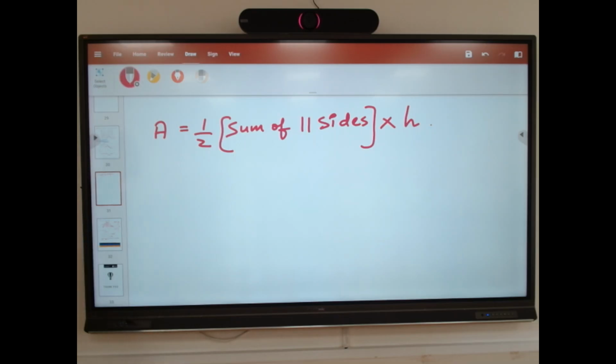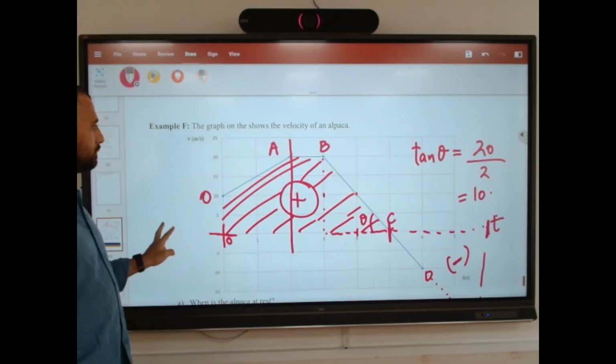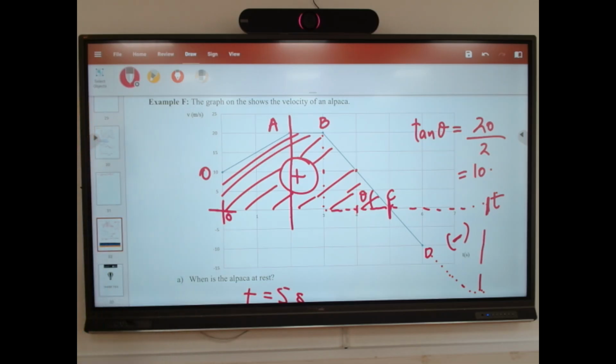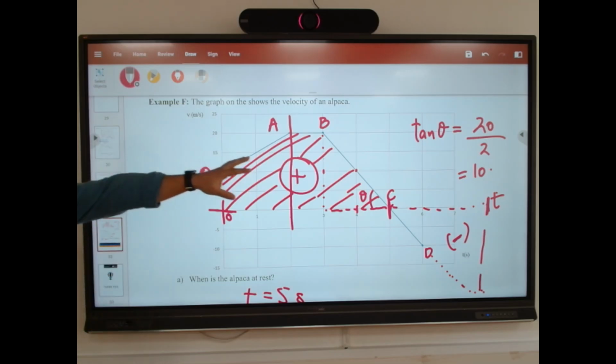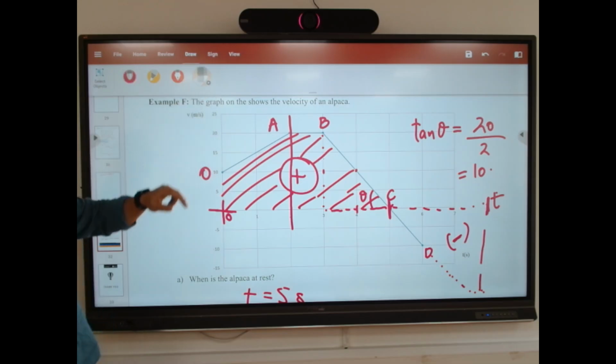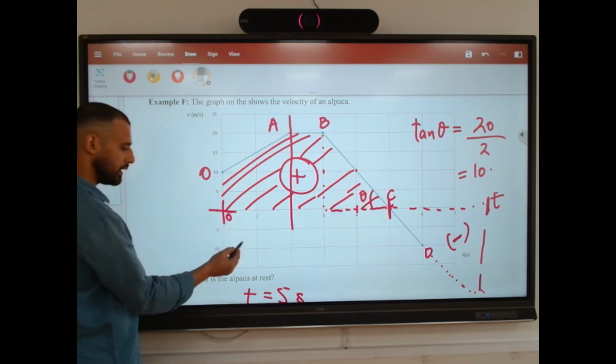Can you go back to the graph? Back to the graph. Thank you. We can do it here only if I erase everything, if you copied this. Have you copied everything? Yes? So should I erase it?